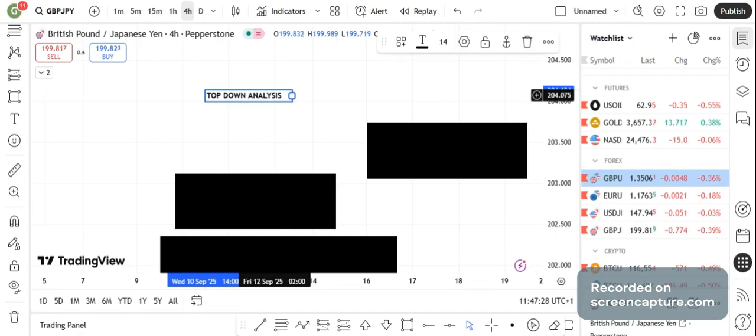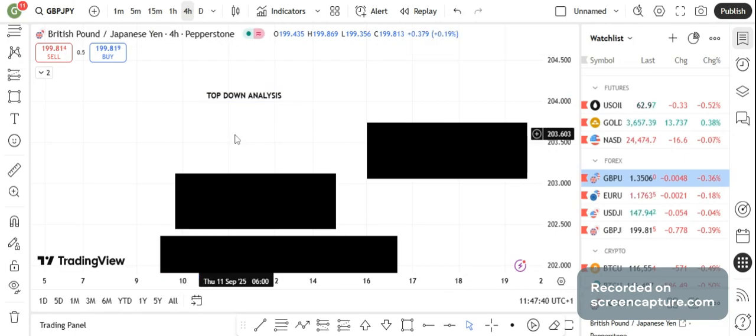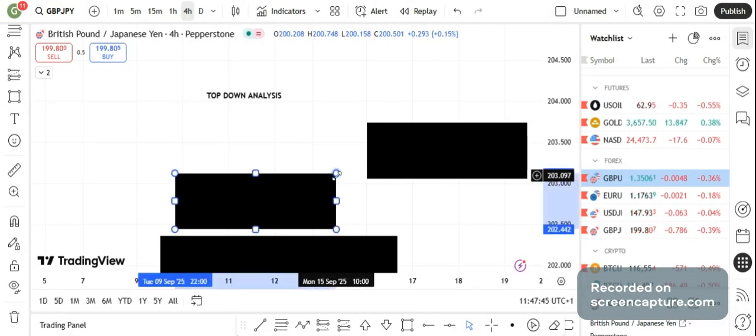Top down is just like going from the top to down. But before you can understand top down analysis, as a trader, you have to understand the type of trader you want to be. We have four categories of traders: the scalpers, the day traders, the swing traders, and the position traders or investors. You have to understand the type of trader you are, and these types of traders work on different time frames.